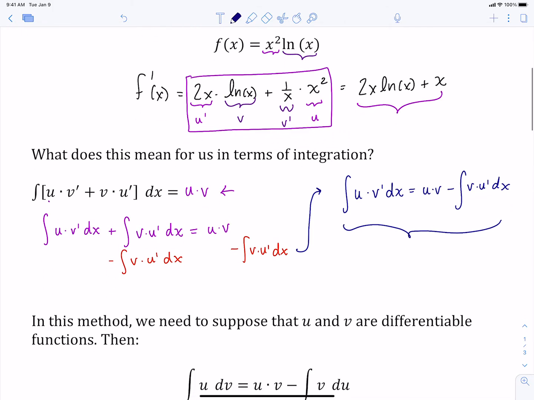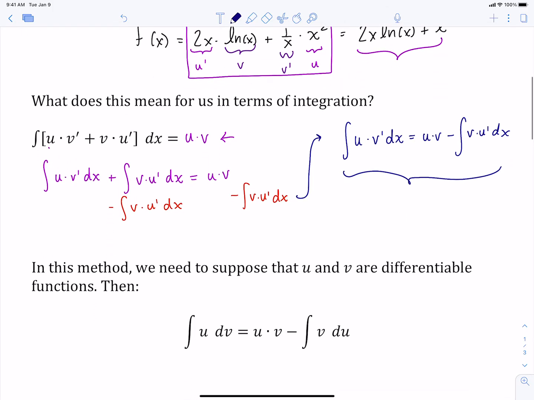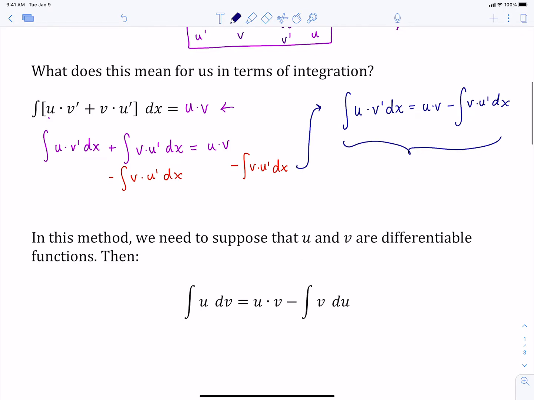It's not quite written how you're probably used to seeing integration by parts. If you've seen it before, you're probably used to it looking a little more like I have down here, where we've got the integral of u dv is equal to u times v minus the integral of v du. So this dv and du, where does that come from? From up in this equation that we have up here.